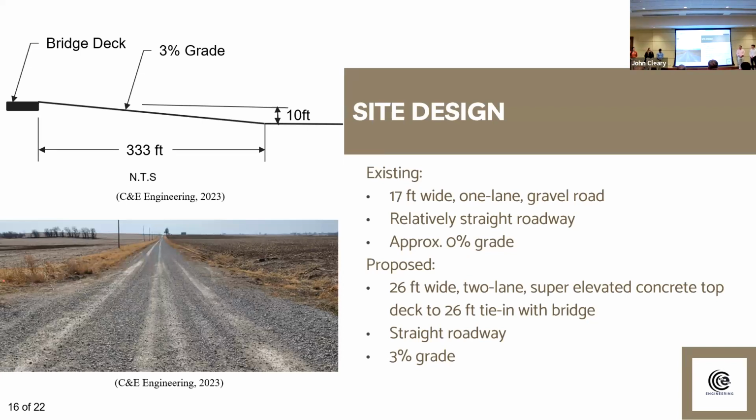So for our site design, the current roadway is 17 feet wide, 1 lane gravel, and it has approximately a 0% grade on either side. So what we've decided was to widen that road to 26 feet wide, 2 lanes, and keeping it gravel. It'll have a 3% grade reaching to that 10 feet bridge deck with a 20-foot concrete approach.